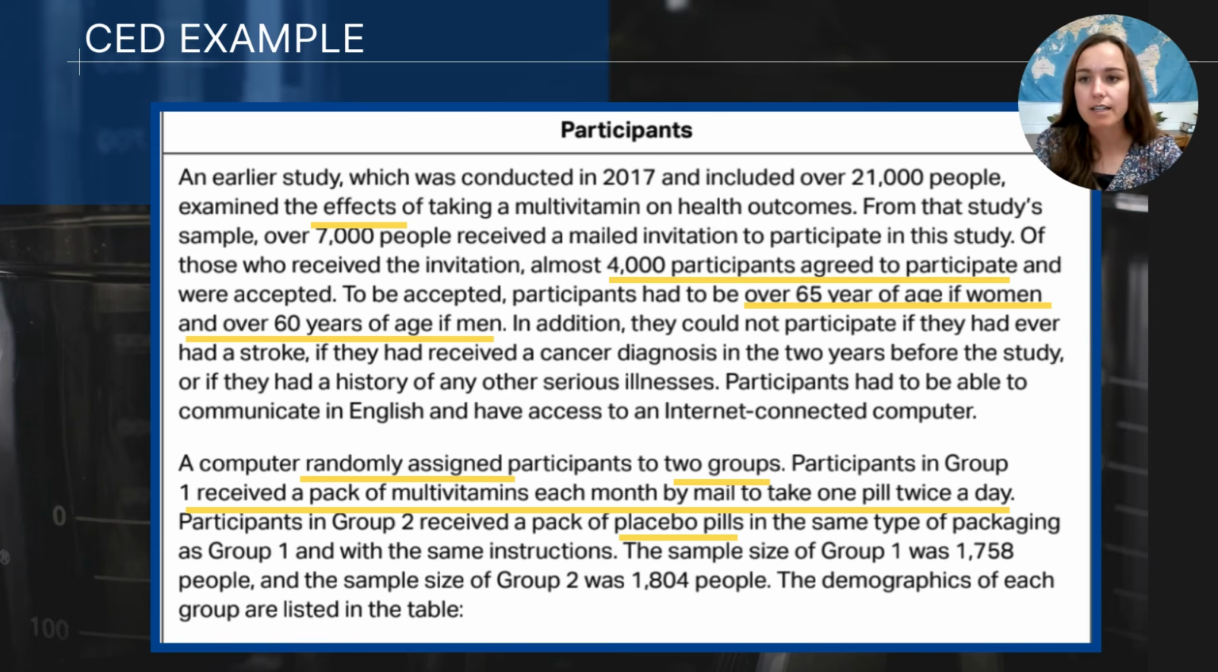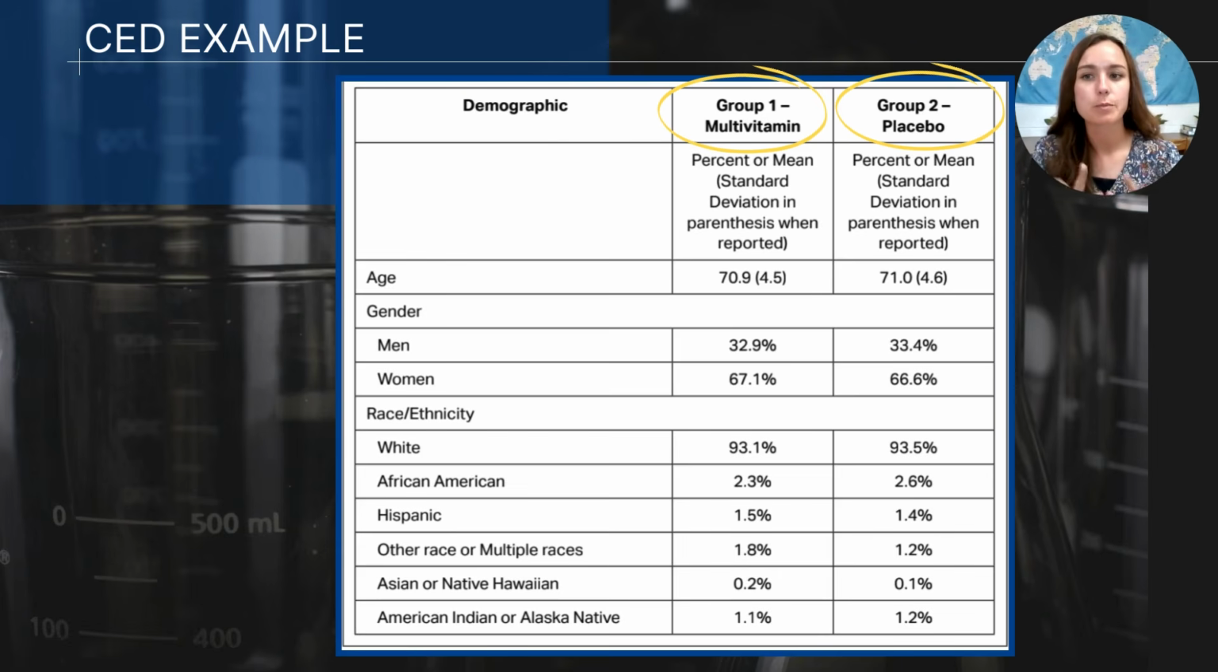All right, finally, it says the sample size of group one was 1,758 people, and the sample size of group two was 1,804 people. So it's not exact, but it's pretty similar. The demographics of each group are listed in the table. So let's go ahead and look at that table. Okay, so this is the table that's presented in the prompt. It shows the demographics of group one who received the multivitamin and group two who received the placebo.